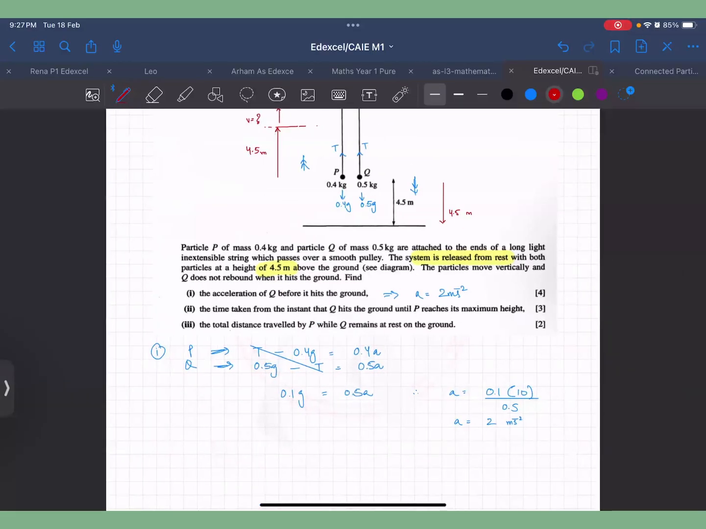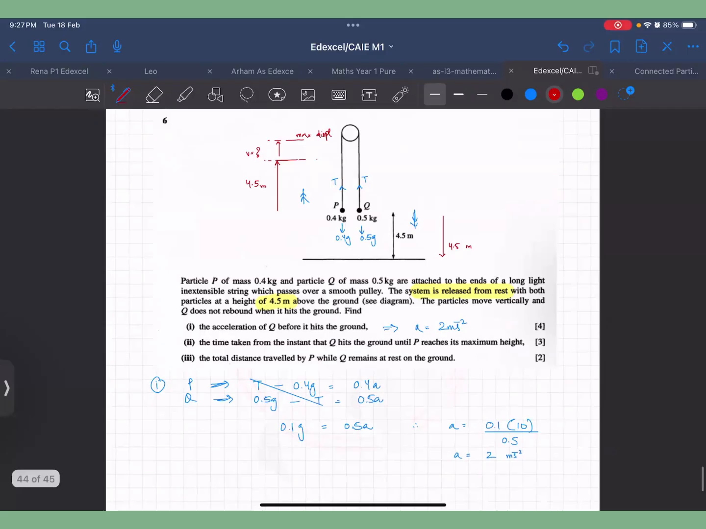The time taken from the instant Q hits the ground. So first we have to start the time when Q is hitting the ground. This means when P is reaching over here. So this is the reference time. We have to find the time from here till it reaches the maximum.